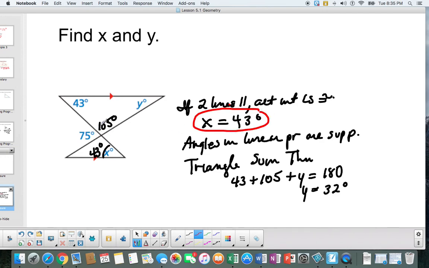And I knew that these two angles are a linear pair, and I know they added up to 180, so that's about how I got 105. Now I know that these three angles from the triangle sum, these three angles have to add up to 180, so y is equal to 32. And that's the end of the screencast.